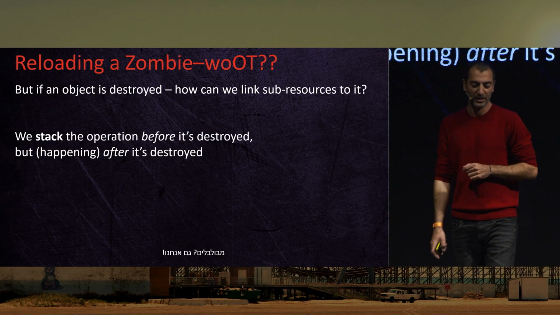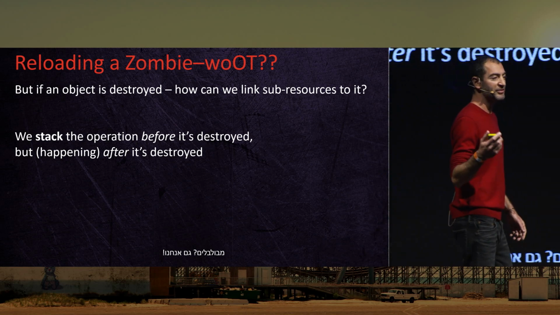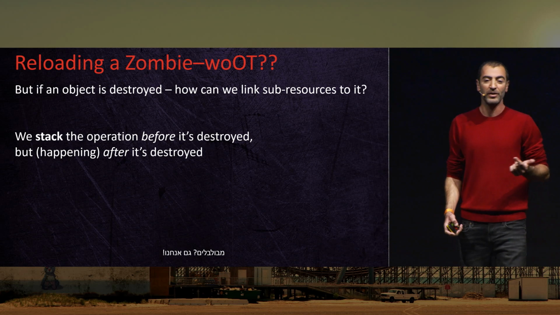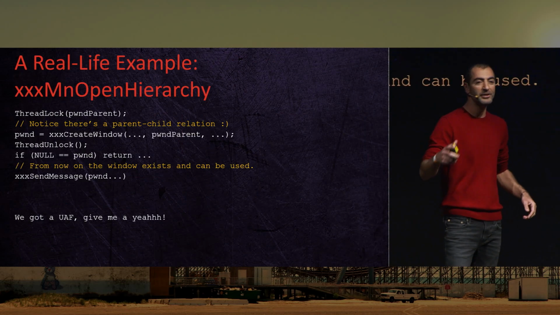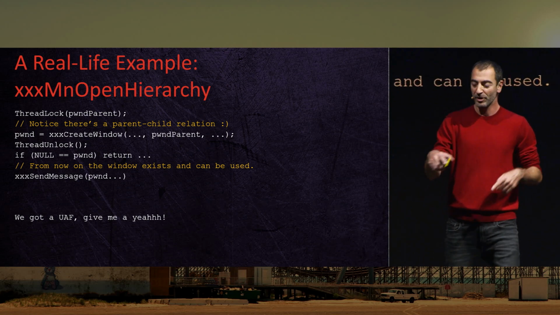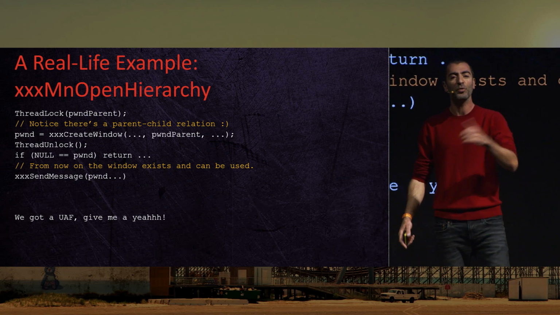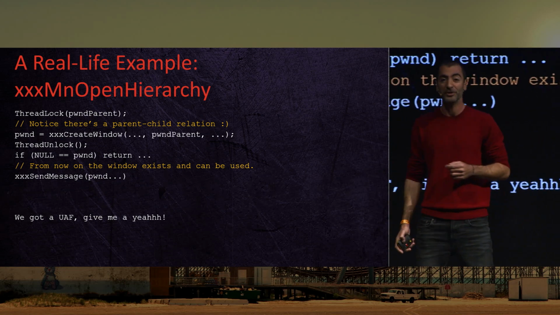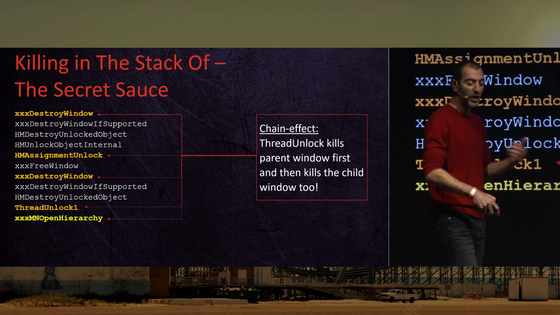Okay, so now we need to reload a zombie. And reloading a zombie is very hard because we said it's not accessible from user mode. So if you look at this code, you tell me, Gil, you are a liar, because I don't see how you can connect both windows and destroy the window, and what's going on? Like, you're not telling me something, okay? And that's really true, because I'm trying to simplify it, and soon you will see why it gets crazy.